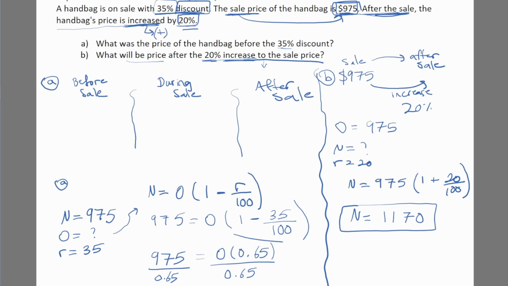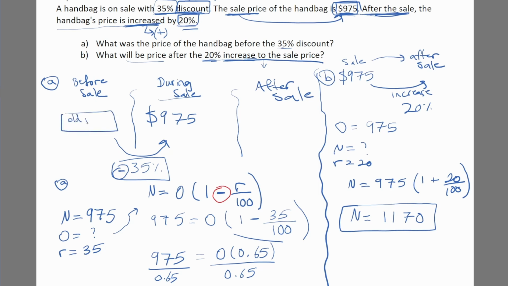Now, when you start the question, the handbag was on sale with a 35% discount, and the sale price was 975. So the sale price here was $975. This was during the sale. Okay? This was a 35% discount. So this is why this is negative 35%. This is why we use the negative in my rule right here. Okay? And we didn't know the old price. So right now, this is the old and this is the new. Okay?